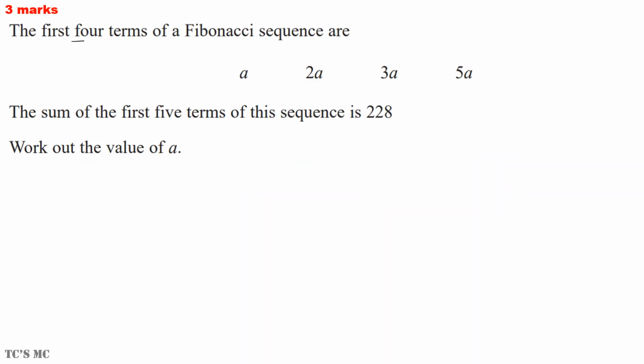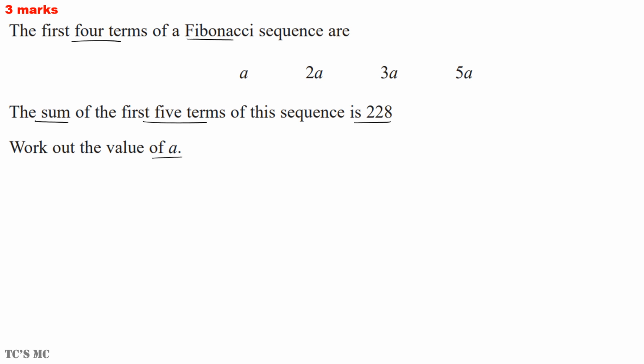The first 4 terms of a Fibonacci sequence are a, 2a, 3a, and 5a. The sum of the first 5 terms of this sequence is 228. Work out the value of a.